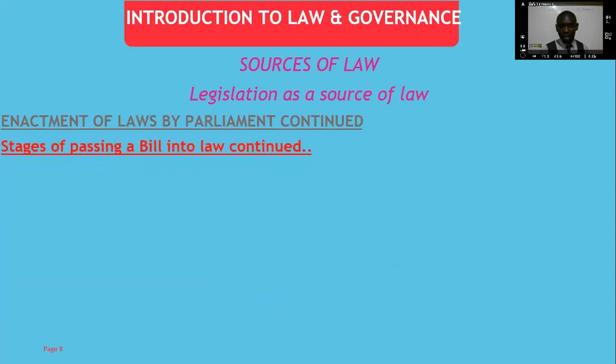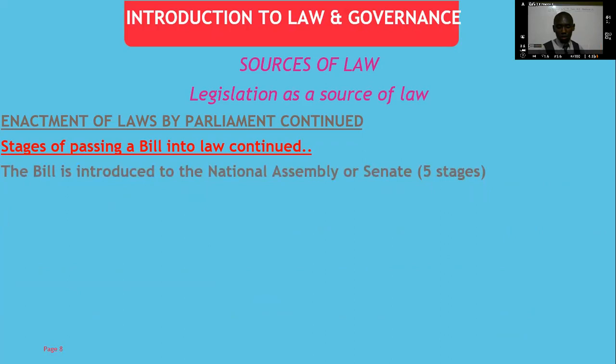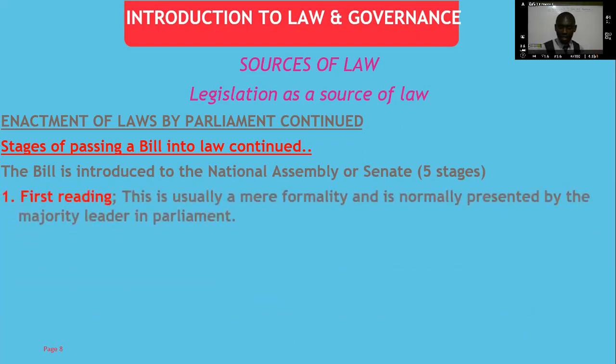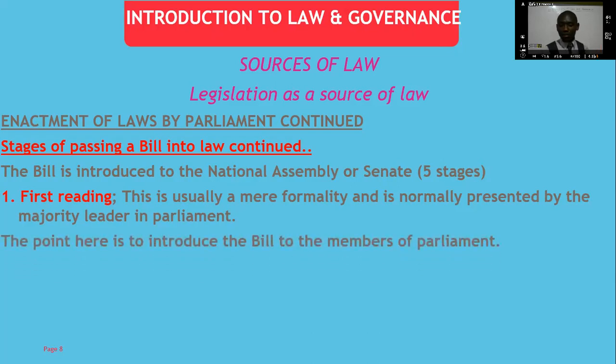Now, let us look at the stages that a bill goes through before it becomes a law. The bill is supposed to be introduced in the National Assembly, and it undergoes five stages before it goes to the President for assent. The first stage is the first reading, which is a mere formality. The idea is that you are presenting the bill to Parliament, and you need to let members know that there is a bill being brought to Parliament. They just need to be aware.